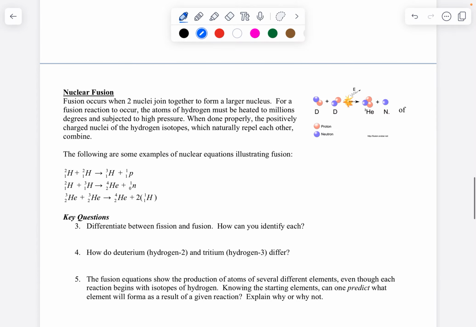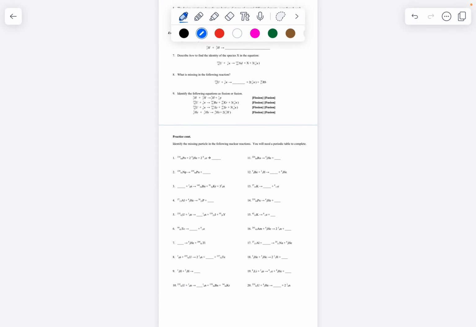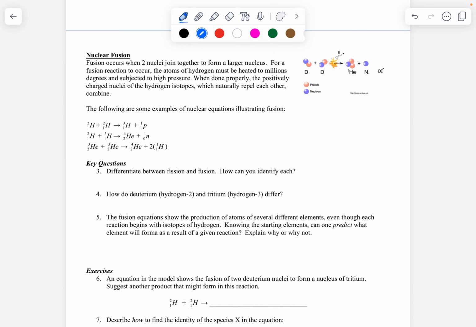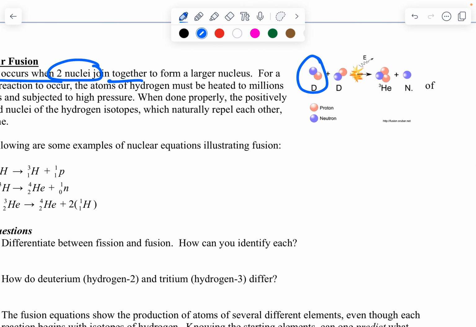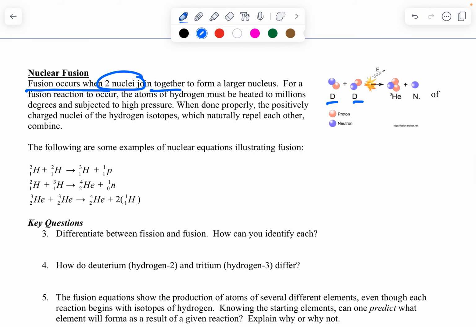Next one, fusion. Now I'm just going to go through a little bit of this, and maybe do one down here. Then you guys are going to finish the rest of it. Next up, fusion. It says fusion occurs when two nuclei join together. So essentially, you have one thing plus another thing gives you this. Here we're looking at deuterium. So two deuterium atoms add together. They fuse and make some energy in the process, and then we get He and a neutron out. Now this is helium-3, which is different from helium-4.